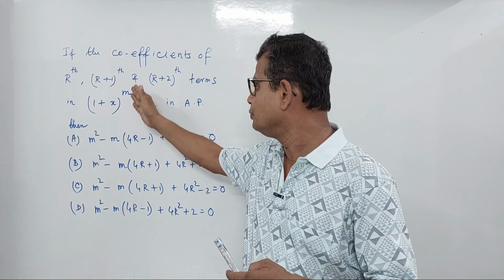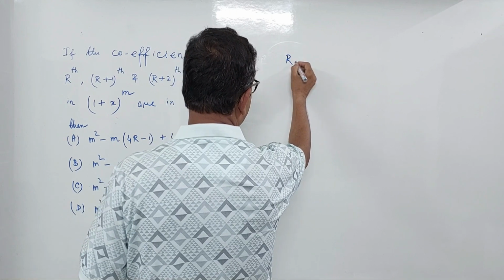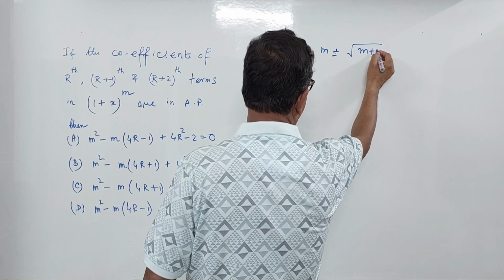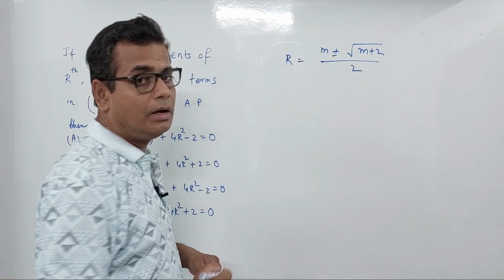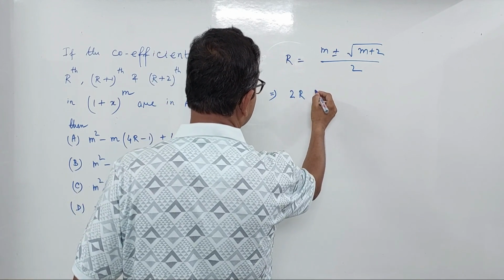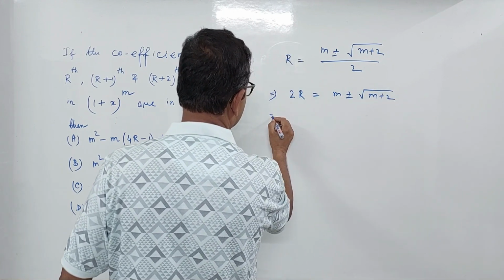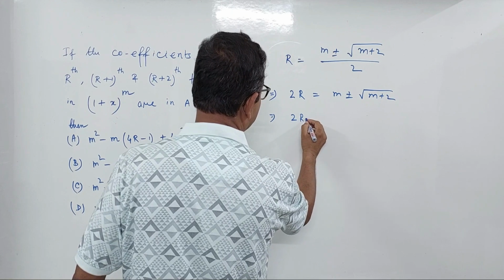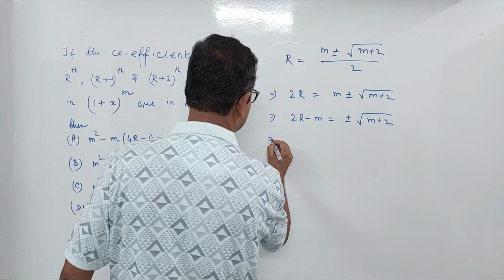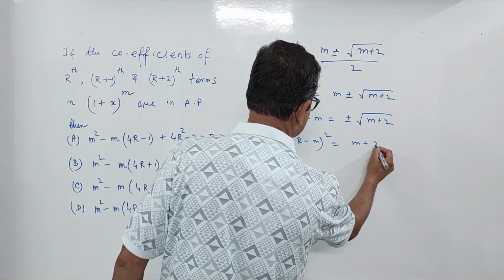terms of (1 plus x) whole to the power m are in AP, we can write r equal to (m plus minus root of m plus 2) upon 2. Now this implies that 2r equal to m plus minus root of m plus 2. Now we can write 2r minus m equal to plus minus root of m plus 2. Now squaring both sides, (2r minus m) square equal to m plus 2.